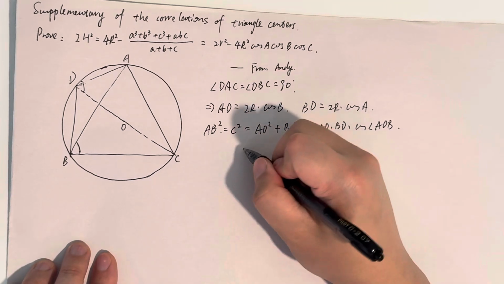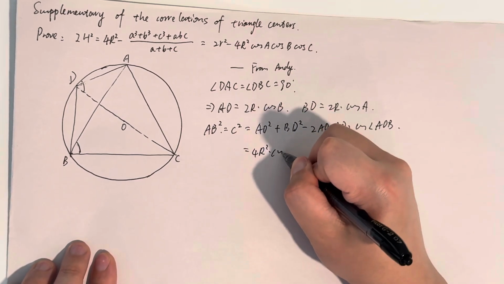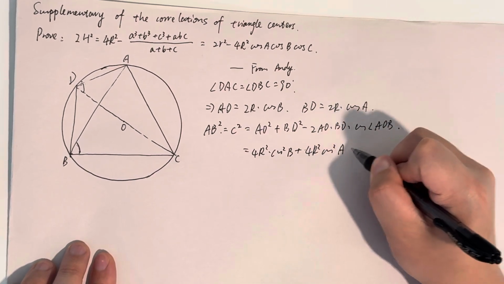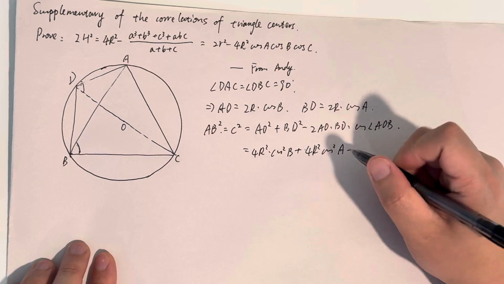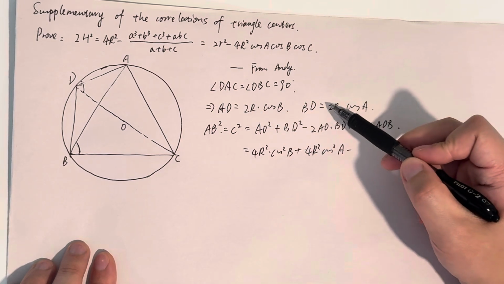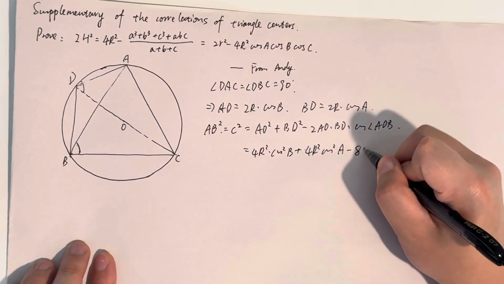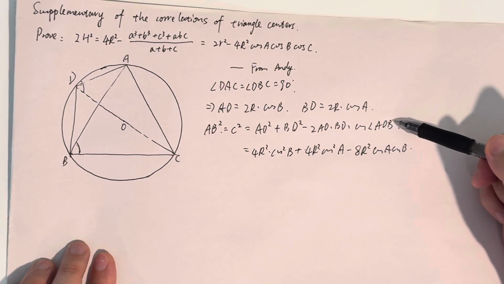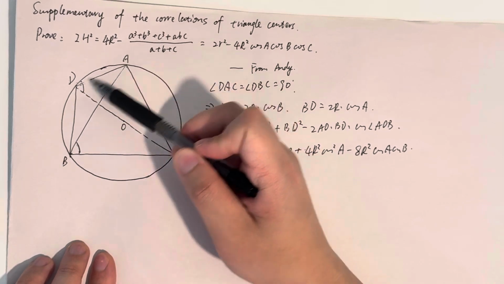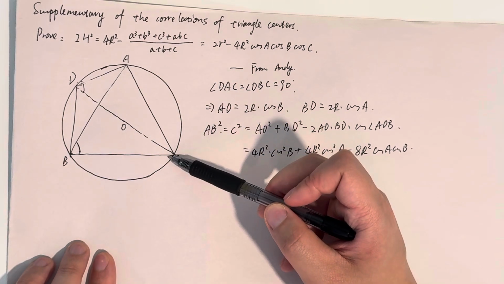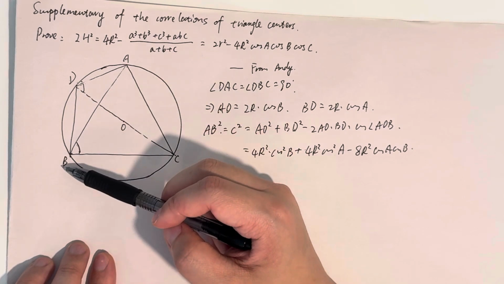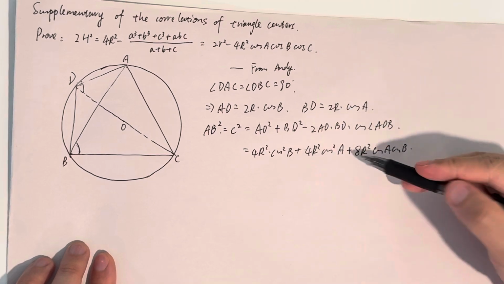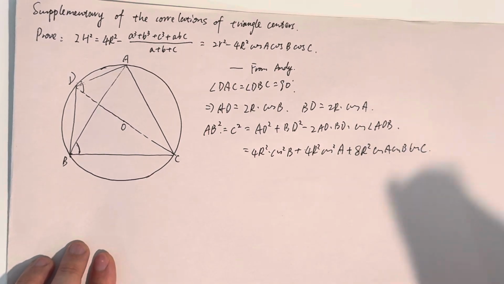And AD squared can be represented as 4r squared times cosine squared B. And BD squared is 4r squared cosine squared A. So here we have minus 2 times AD times BD, which is 8r squared cosine A cosine B, times cosine angle ADB. Because angle ADB plus angle C equals 180 degrees, cosine angle ADB equals minus cosine angle C, which means here we can change the sign and write cosine C here.